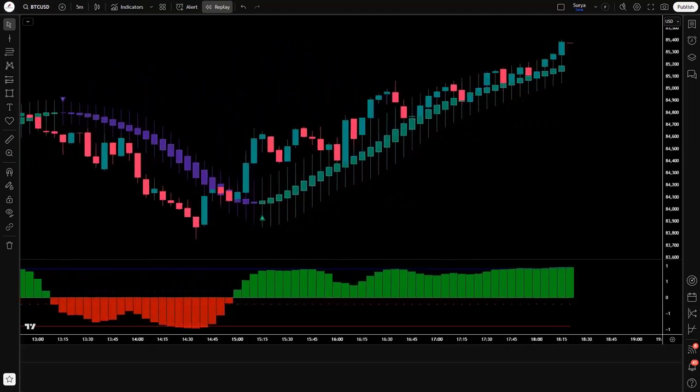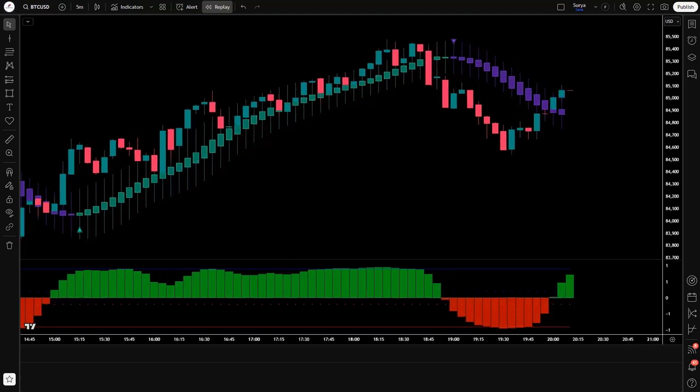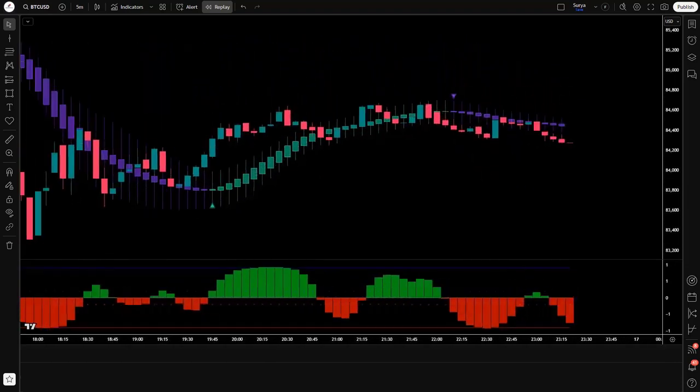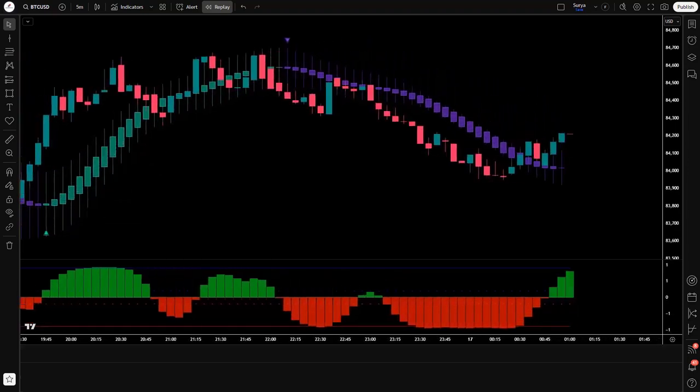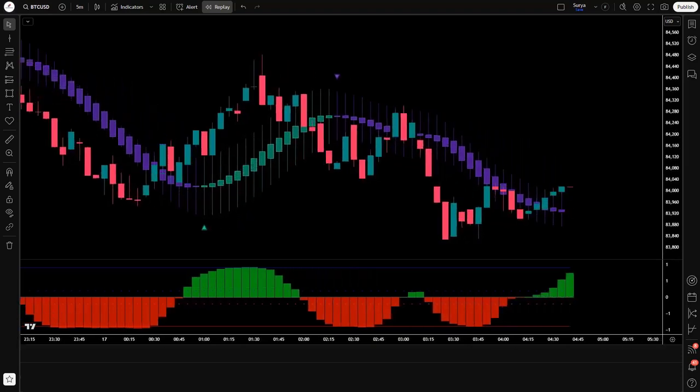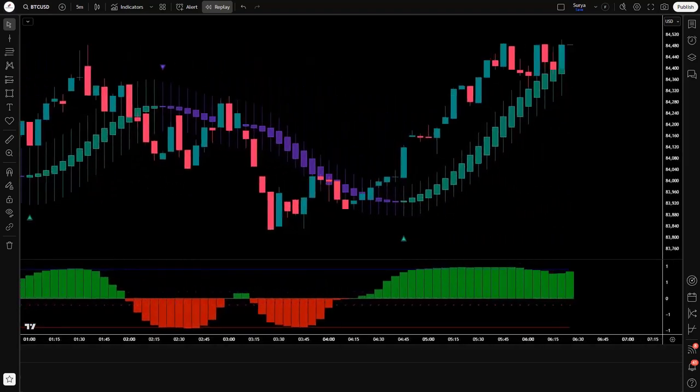First of all, what exactly is the triangular hull moving average? This indicator combines the best features of both the hull moving average and the triangular moving average. Its purpose is to reduce lag while smoothing out price movements, giving you a clearer picture of market trends.